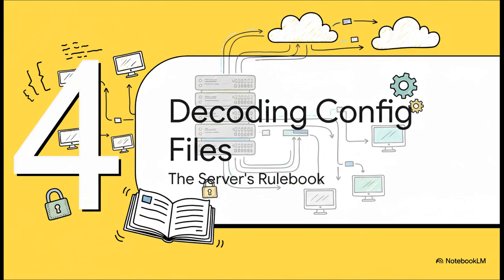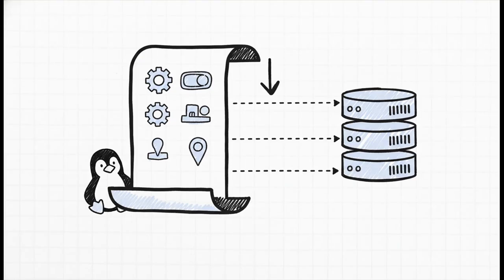Okay, great, the server is running. But how does it know what to do? How does it know where to find your website's files or how to handle connections? Well, all of that is defined in its rulebook, the configuration files. On a typical Linux system, the master file is called apache2.conf, and inside this text file are all these instructions called directives. You can think of each directive as a specific command that tells the Apache server exactly how to act. Let's look at a few of the most important ones.